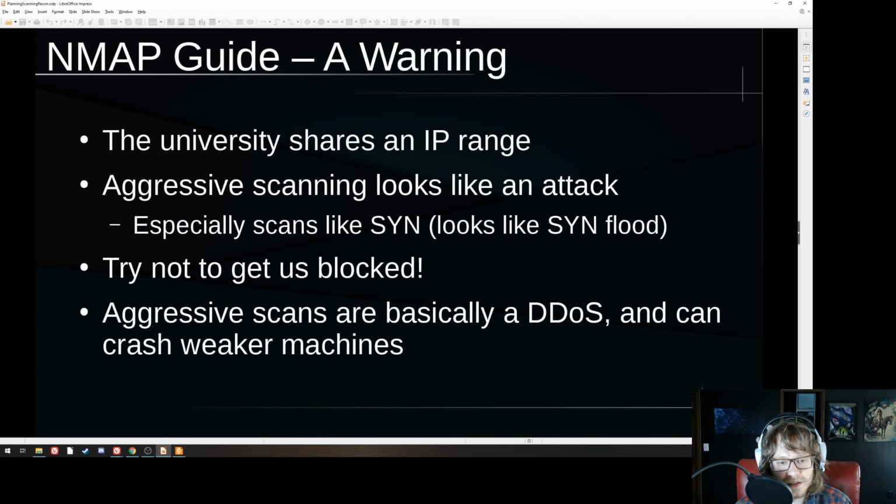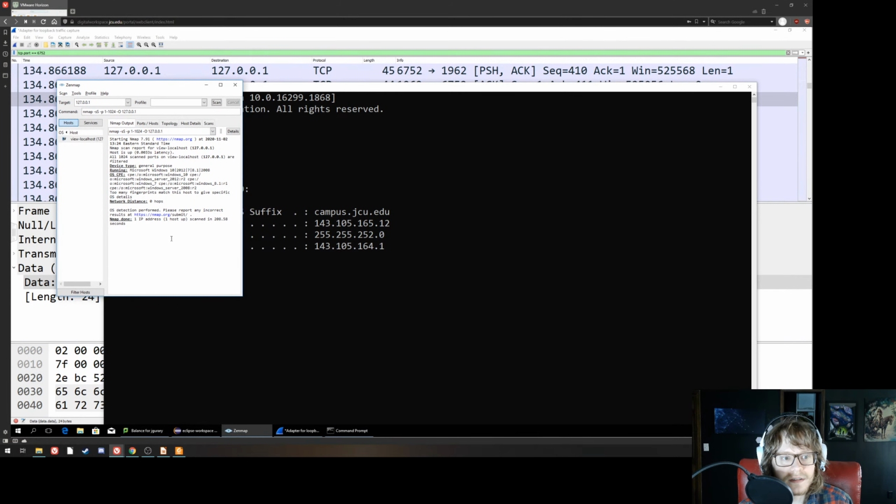But aggressive scans, again, are basically a lightweight DDoS and can straight up crash weaker machines. If you do a -A scan on something like a smart toaster, you might straight up break it just because its hardware isn't configured to deal with that many connections at the same time. Let's see if my Nmap results ever returned.